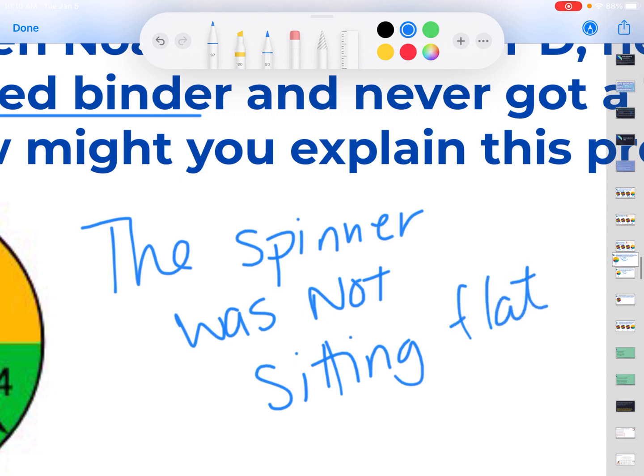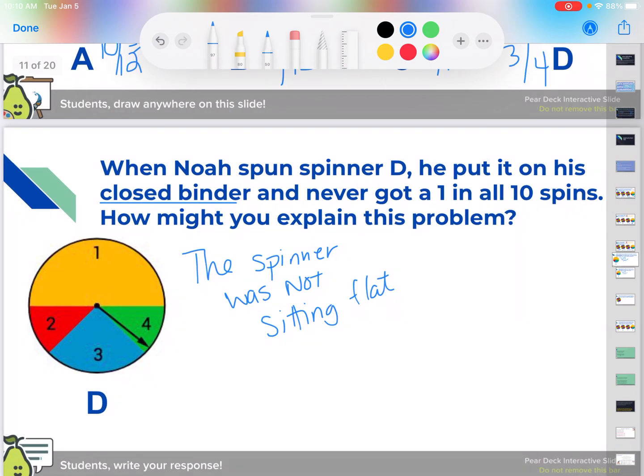So was it a good experiment? I would argue it's not, because if the spinner doesn't have equal opportunity to make its way around, that would cause a problem. If the 1 is tilted up, the weight of the actual thing that spins is going to always go down.